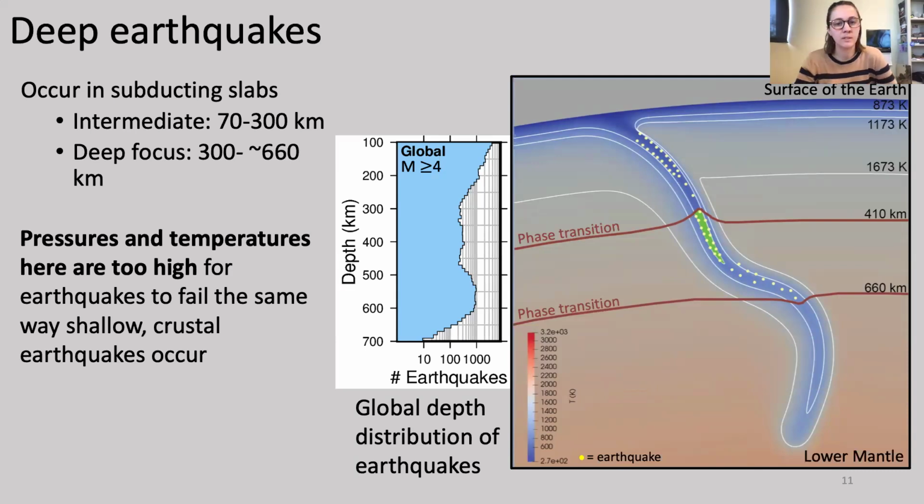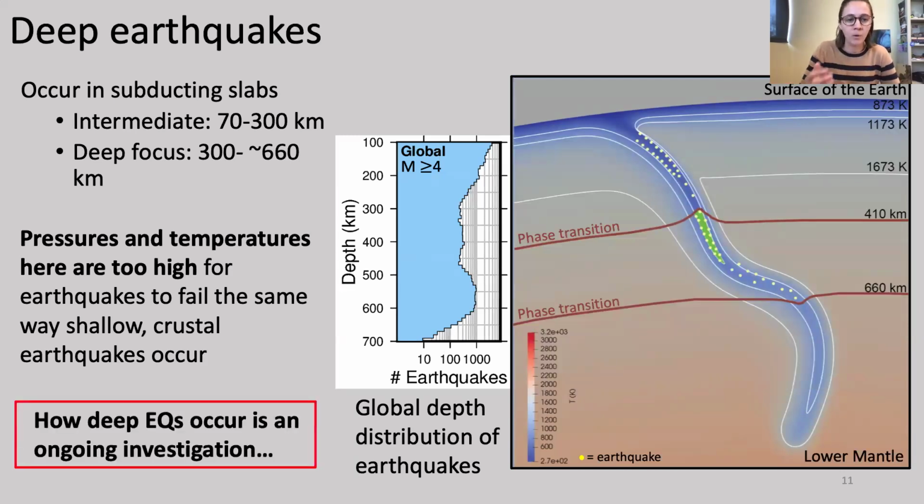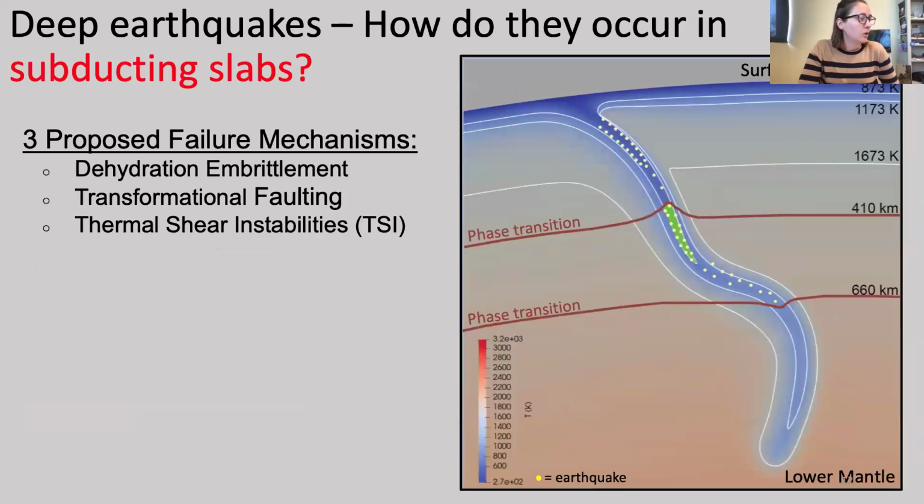When we think about these depths in the slab, the pressures and temperatures that we estimate to be in these regions are too high for deep earthquakes to fail by the same process that we understand shallow earthquakes to occur by. How these earthquakes actually occur is an ongoing investigation, being pursued through a variety of mechanisms. The three currently main proposed failure mechanisms are listed here. I'm not going to go into detail about all of them, but I'll briefly walk through them.